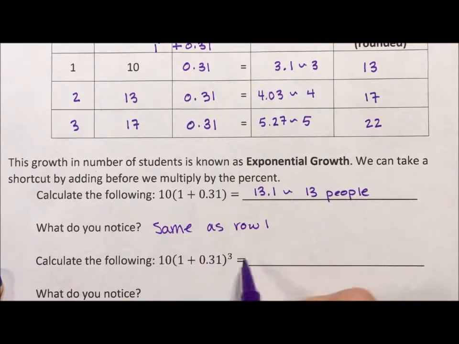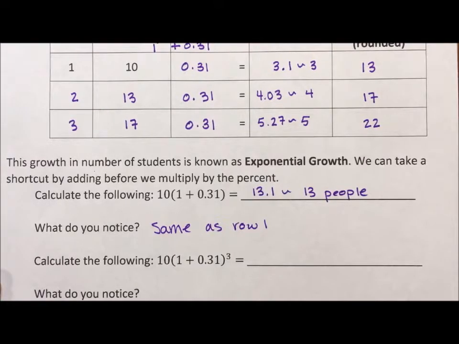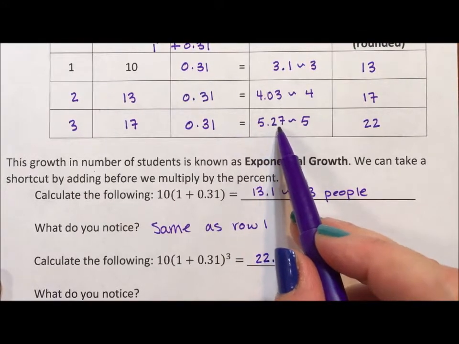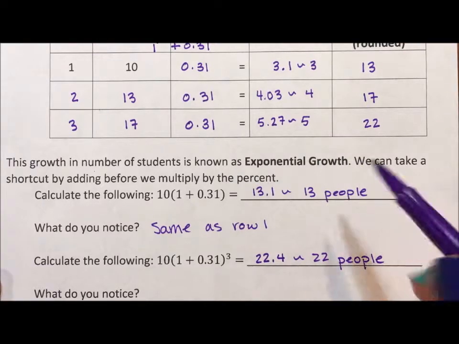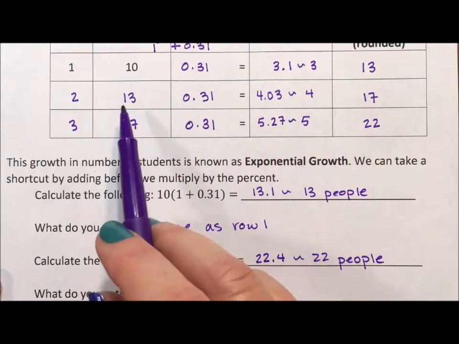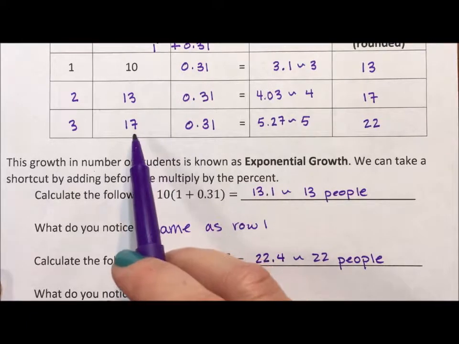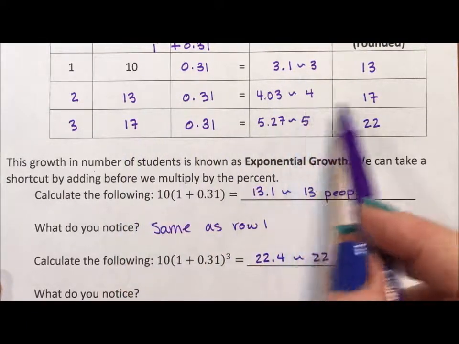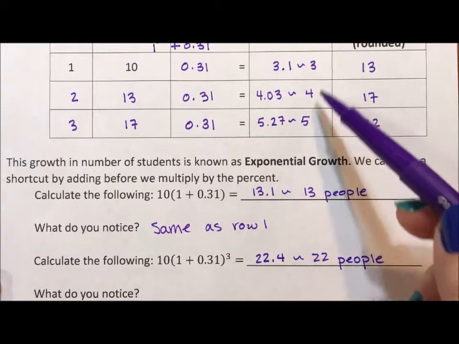Then it says, what about 3? So this would be after 3 days. If we put into our calculator 10 times 1 plus 0.31 cubed, we get 22.4, which is about 22 people. Now notice, this is 22.4 and this is 22.3 really. What's happening is we rounded. This wasn't really 13, it should have been 13.1. This really wasn't 17, it should have been 17.3. Well, we can't get it exact because we rounded here. Every time we round, we bring in an error.